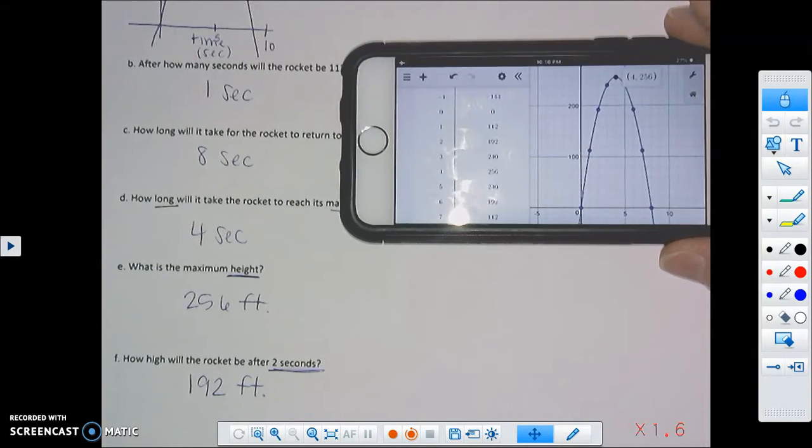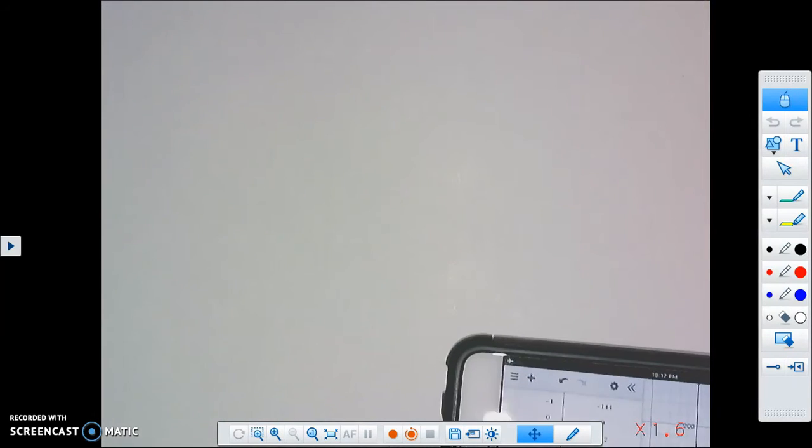A lot of these questions are going to focus on maximum height, which would be the vertex, or how long it takes to get the maximum height, which again is the vertex, and then when it reaches the ground, and again, that's looking at the zeros. All right, let's take a look at another one here.